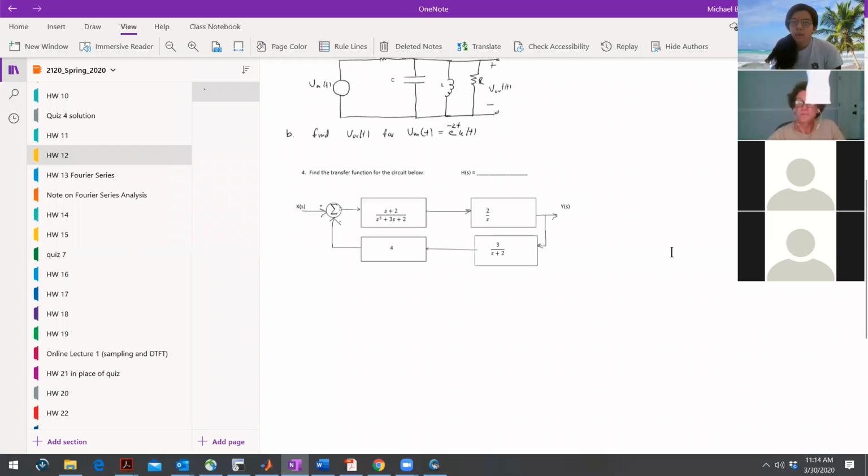Could we expect to possibly see a block diagram on the test, or is it unlikely? No, it's obviously, you've got to be prepared for that. That's common too, because it's common with Z transforms. It's common with DTFT. It's extremely common.